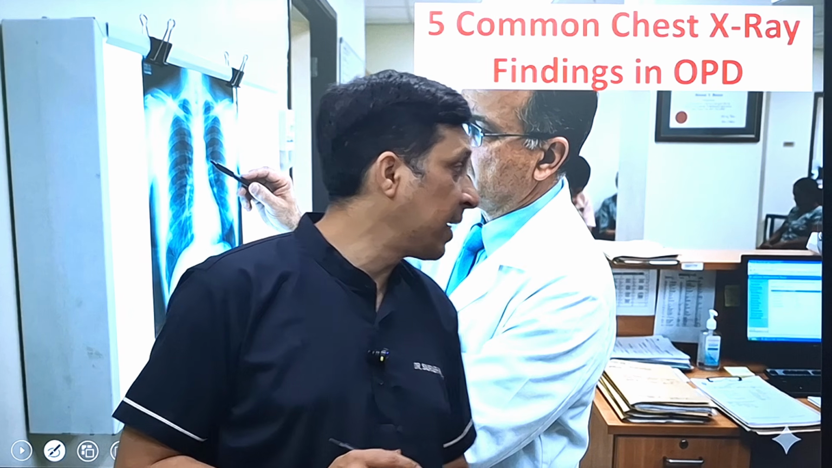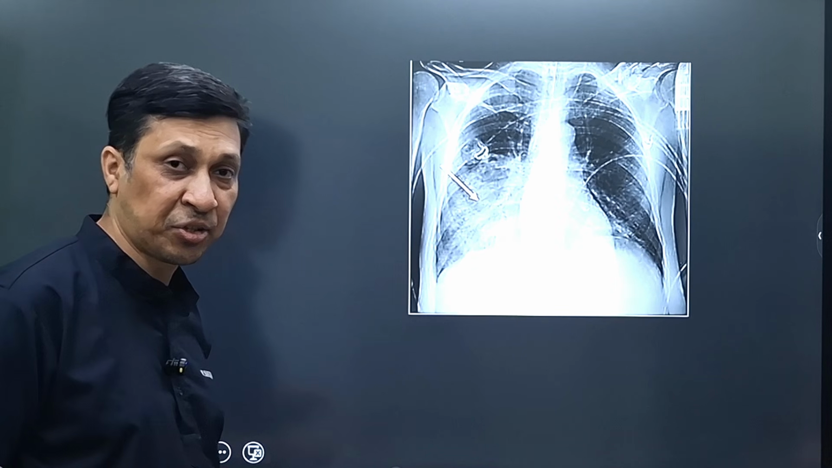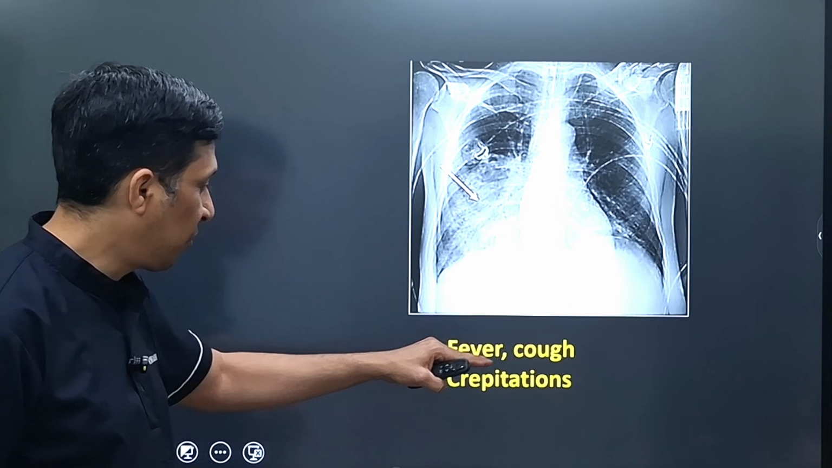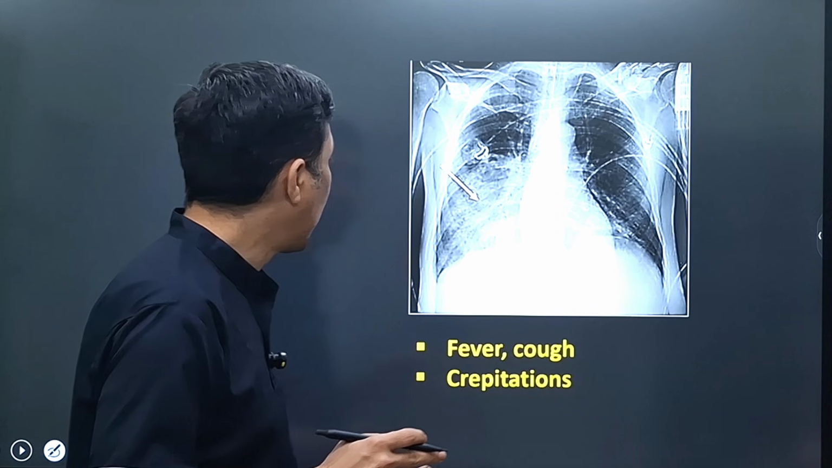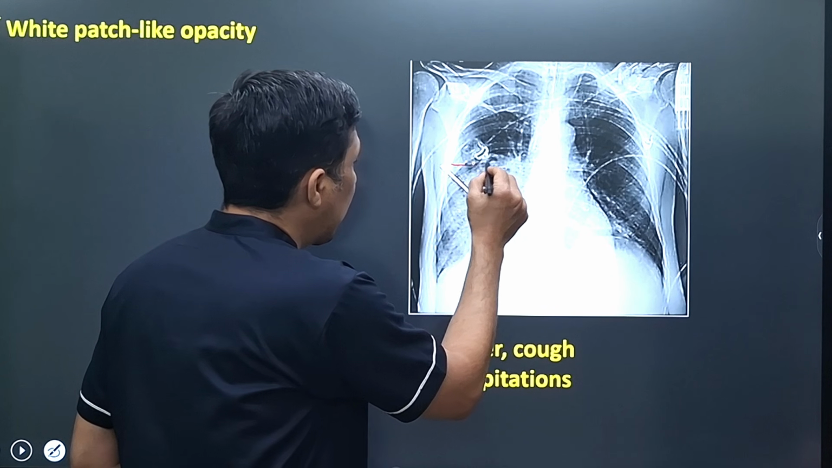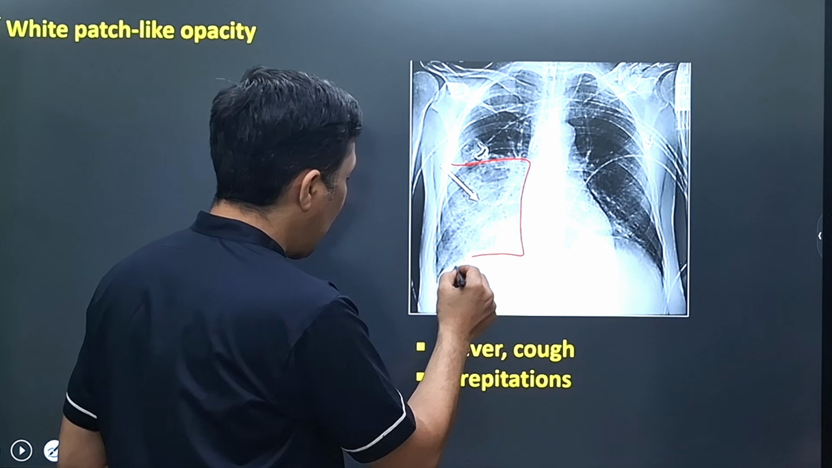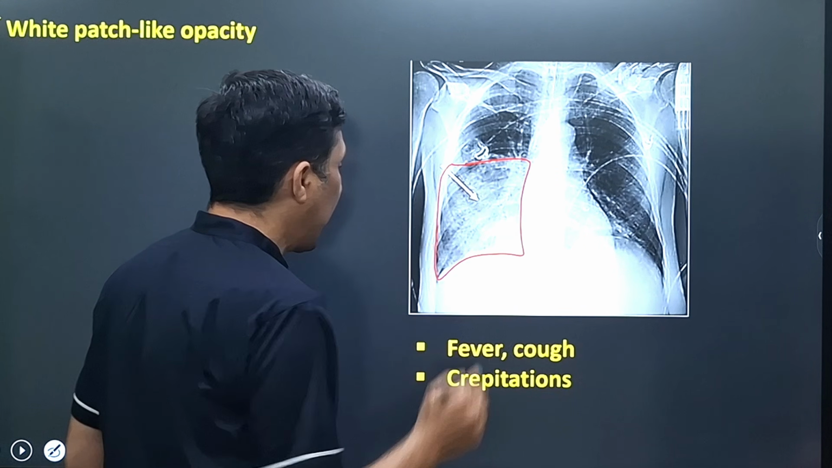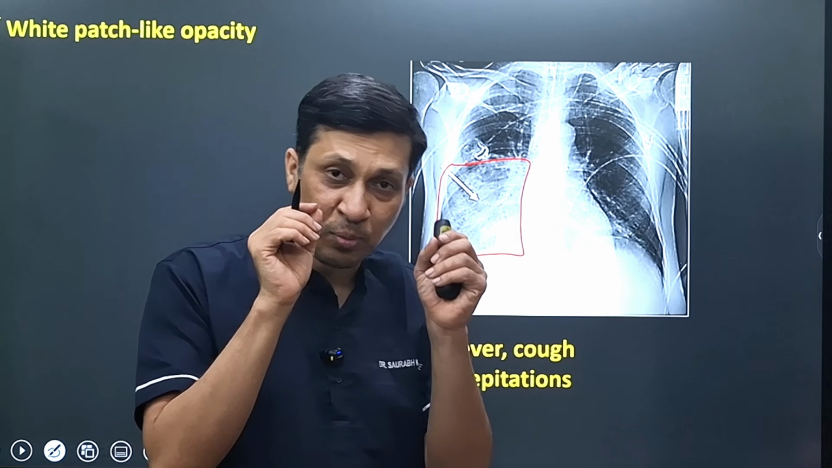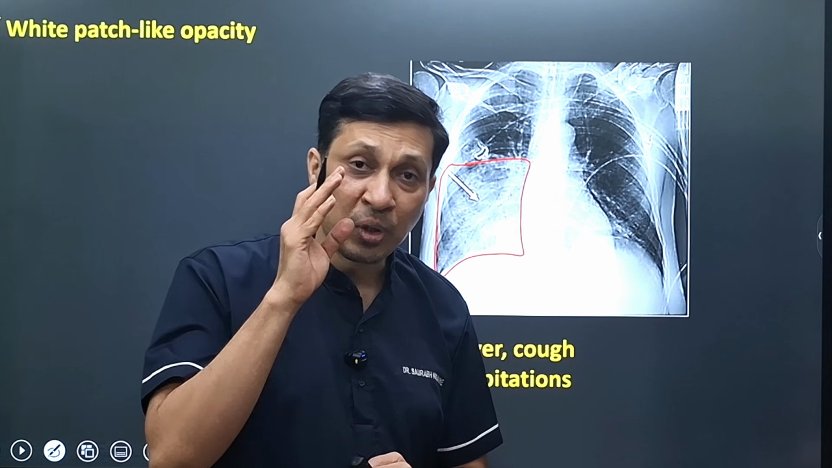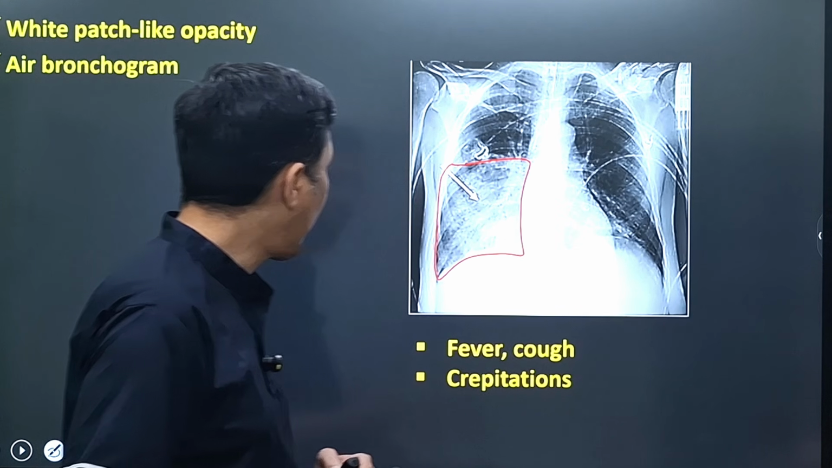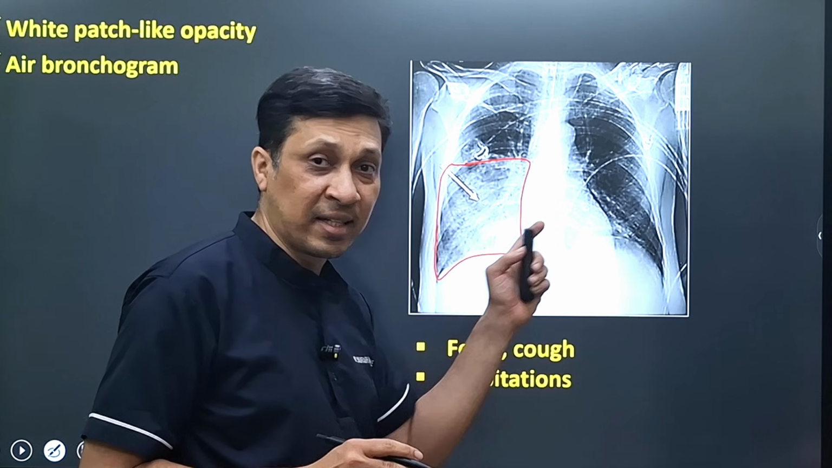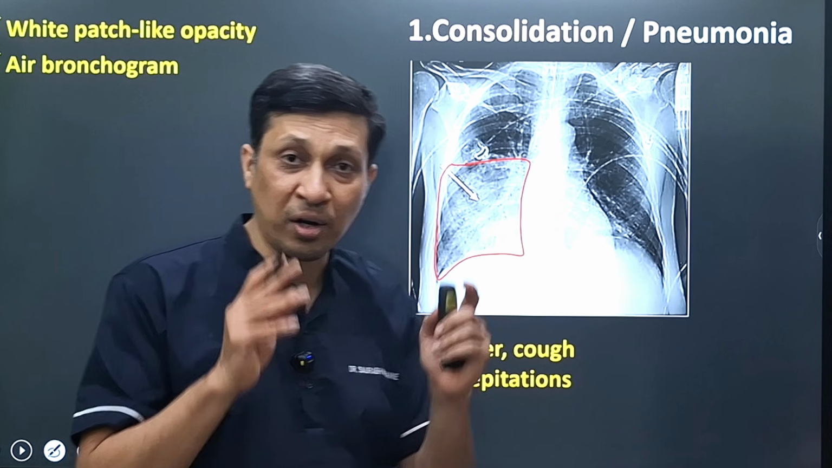Now the first X-ray in our list is this. This is the X-ray chest of a patient who comes with the history of fever and cough, and on auscultation you will get crepitations on the right side. Now what are the findings here? If you see here, in the right lower zone there is a white patch like opacity, and in that opacity you will see many small black areas. They are due to the air trapped in the bronchus or the bronchioles, and they are called air bronchogram. And this is the X-ray chest of consolidation or pneumonia.